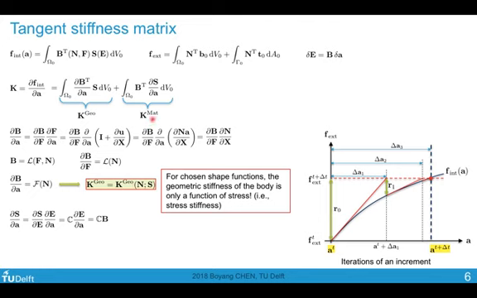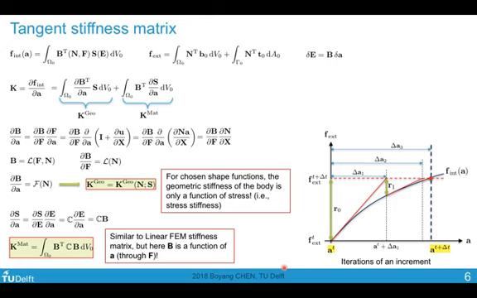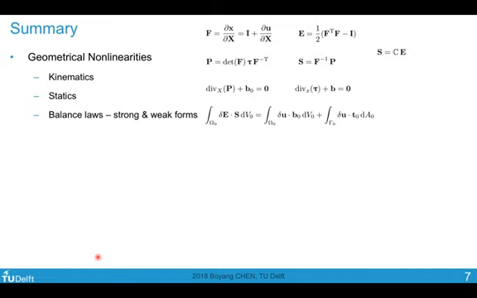We plug this expression in here. Then we get the familiar expression of the material tangent stiffness matrix being the integral over omega 0 of B transpose C B dV0. If you still recall the stiffness matrix in linear FEM, it is exactly the same form here. The difference is, however, that now the B matrix is a function of our degree of freedom vector A through its dependency on F. We've pretty much finished the theoretical framework of total Lagrangian geometrically nonlinear finite element method.